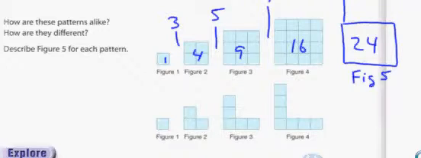Alright, let's take a look at the bottom row of figures. We've got 4 figures again. Let's count the squares. There's 1 square, 3 squares, 5 squares, 7 squares. And what's the increase? Well, it's increasing by 2 each time, right?